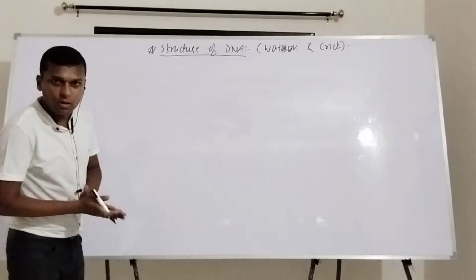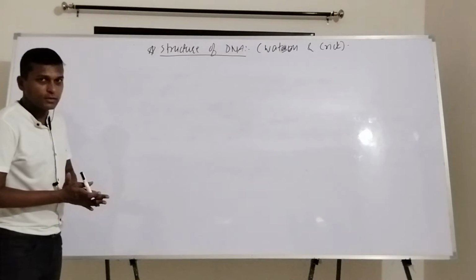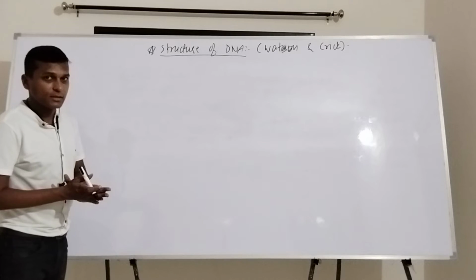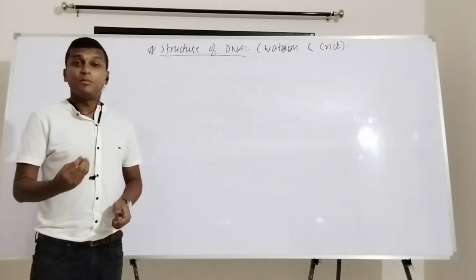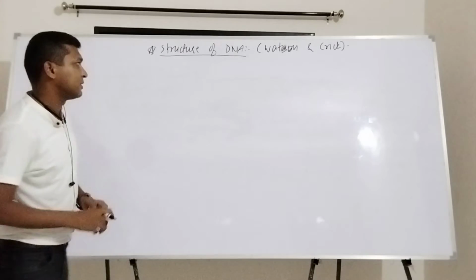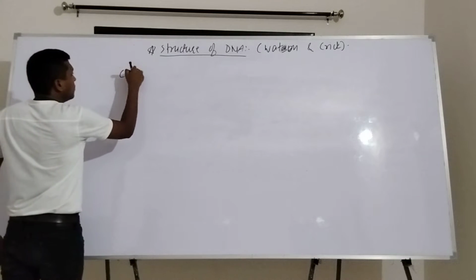So basically, when we talk about the structure of DNA, DNA is called deoxyribonucleic acid. Some people call it by a slightly different name, but that's a very wrong term. It is basically called deoxyribonucleic acid. Okay.